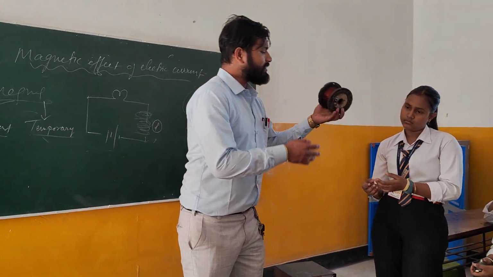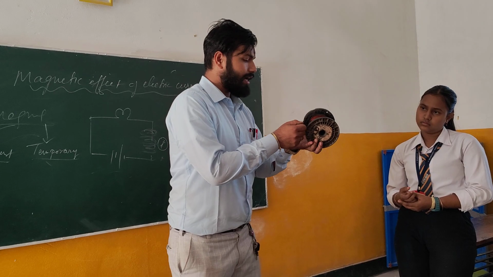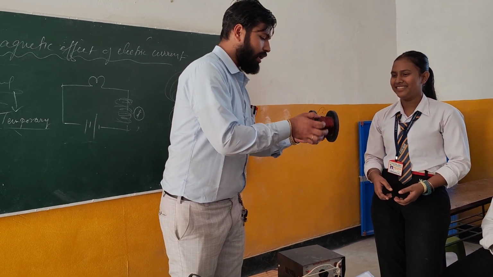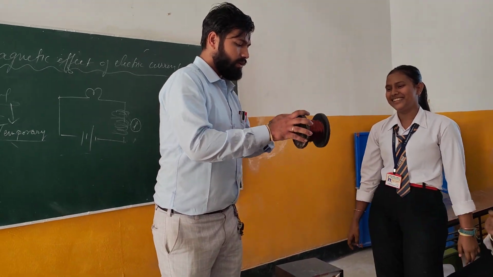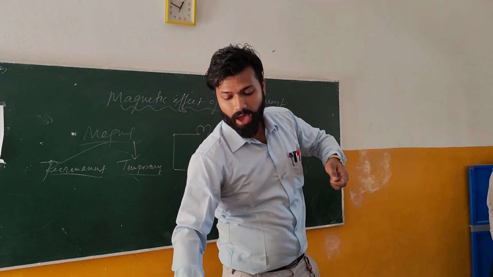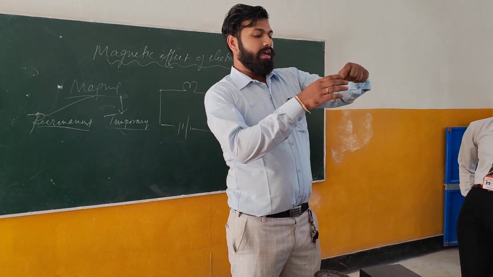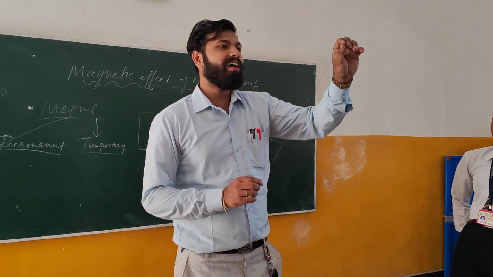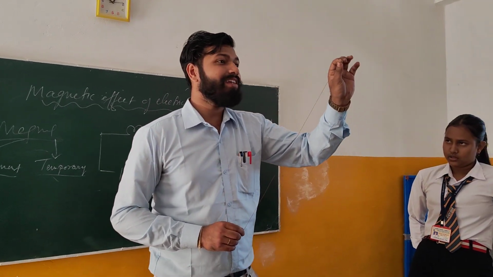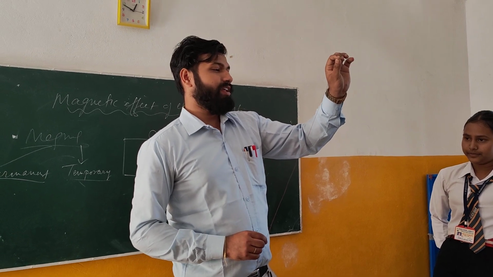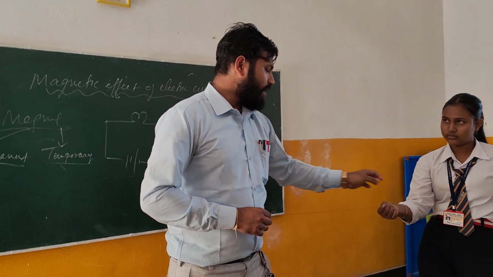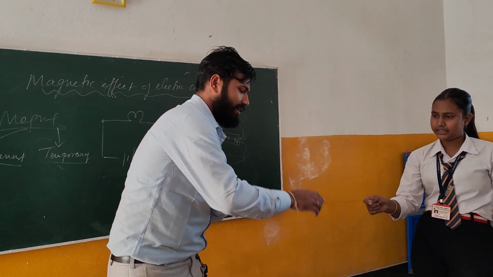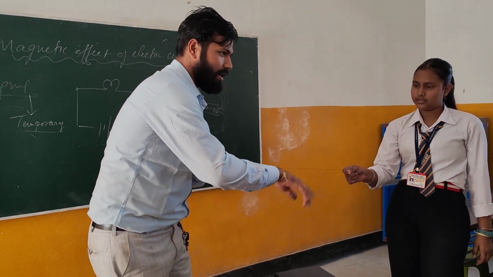What is this wire called? Bar wire. What is this? Insulated copper wire. Very good. Hold it. Now when the current passes through it, what will be there around it? There is a magnetic field around it.